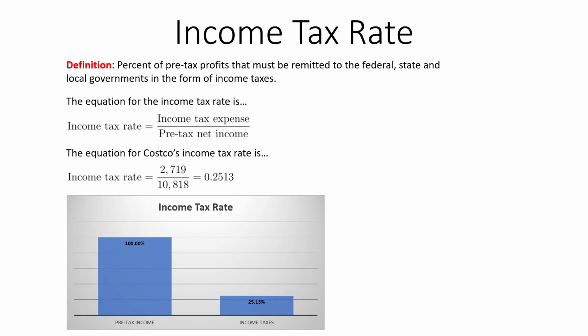The next thing we're going to calculate is the income tax rate. The definition is the percent of pre-tax profits that must be remitted to the federal, state, and local governments in the form of income taxes. So whenever we talk about net income, we have to realize that we go through all this effort, like Costco. You have these really low margins, and you're relying on volume. Because your margins are low, in order to make any money, you have to have huge volumes. So you go through all this pain and suffering to generate this margin of, I think it was close to 4%. And then the government comes in and says, well, geez, that's nice. We want a certain percent of that.